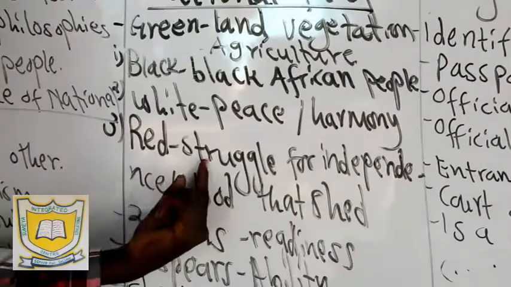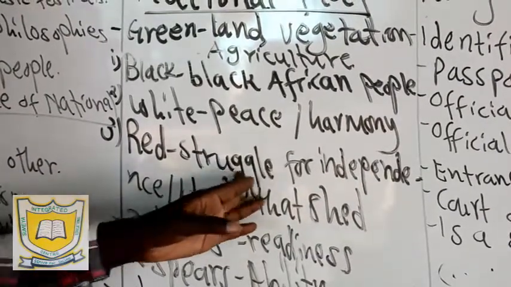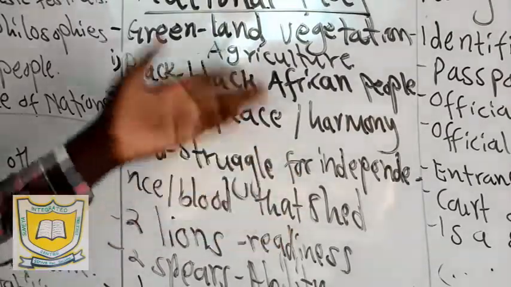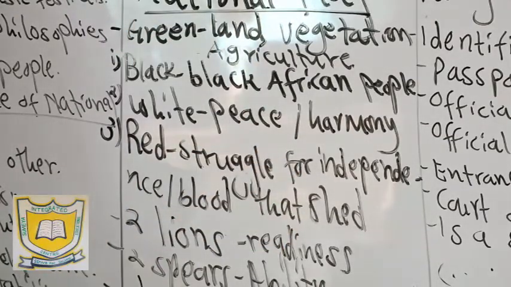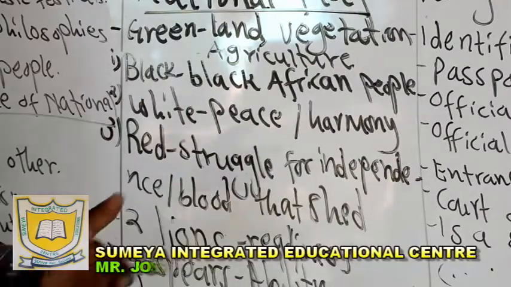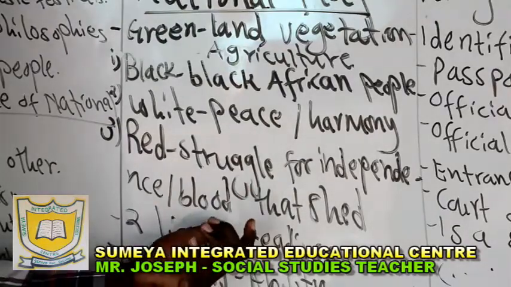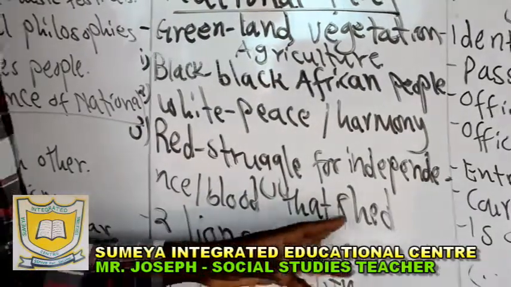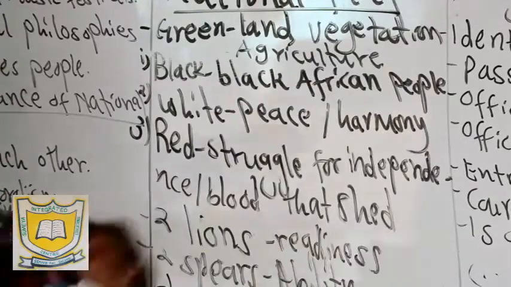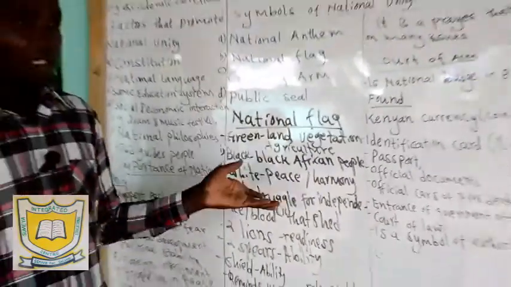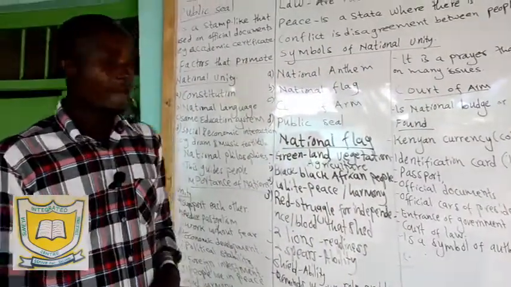Then we have red. The red color represents the struggle for independence. So very many people fought for the country in order to gain independence. And it represents that struggle where people were fighting. So that blood was shed. It represents the blood that was shed during the struggle for independence. So that's what we call the red color, or the four colors of the national flag.